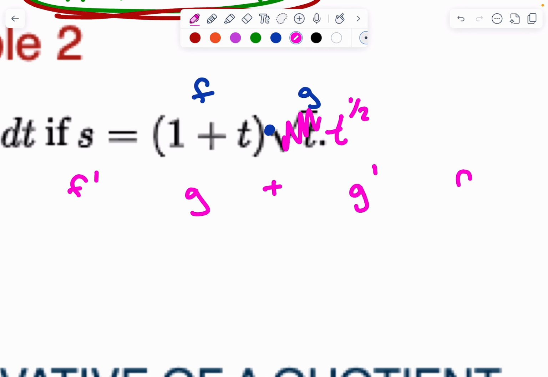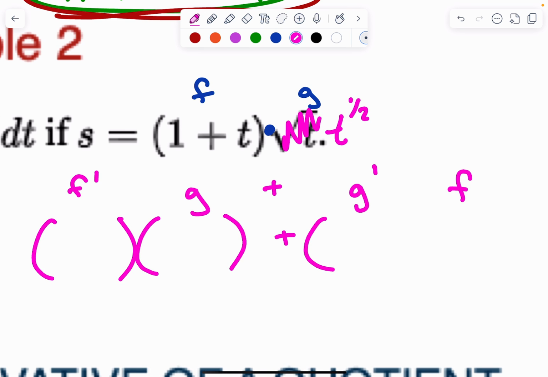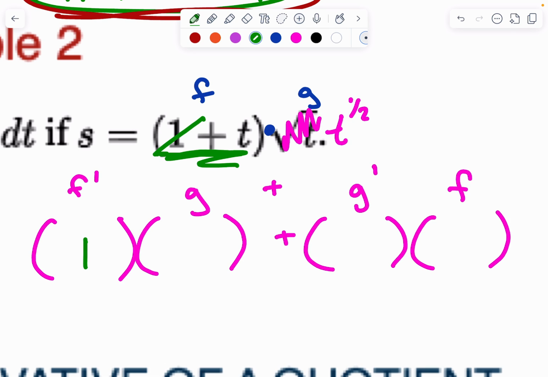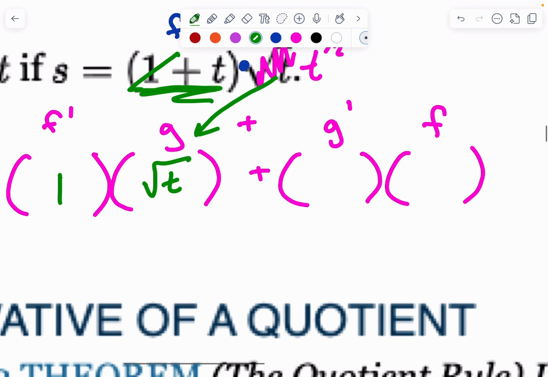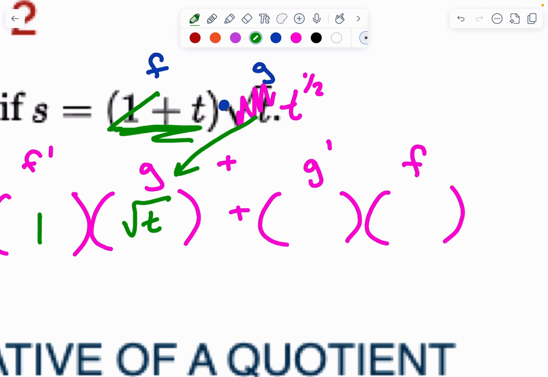G prime F. F prime G plus G prime F. All right, there is that. F prime is the derivative of this guy. The derivative of 1 goes away. The derivative of t is just 1. That's kind of nice. Now, G is t to the 1/2 power. That is true. When I'm putting just G in here, though, I'm going to leave it as the square root of t, okay? I'm not going to write it as t to the 1/2 because we're going to have to simplify it. You can if you want to. I don't care. But I'm going to leave it as the square root of t.